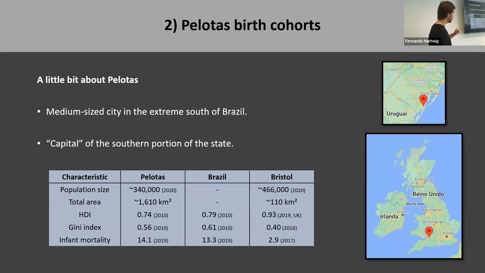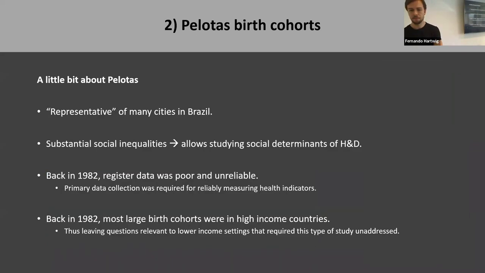And to me, the most striking comparison is the last one, infant mortality. Again, Pelotas similar to Brazil overall, but look, compared to Bristol, it's way bigger. So this suggests that in Pelotas, we still have a big proportion of the population that is very vulnerable in comparison to Bristol, at least. Okay. So this is just some context.